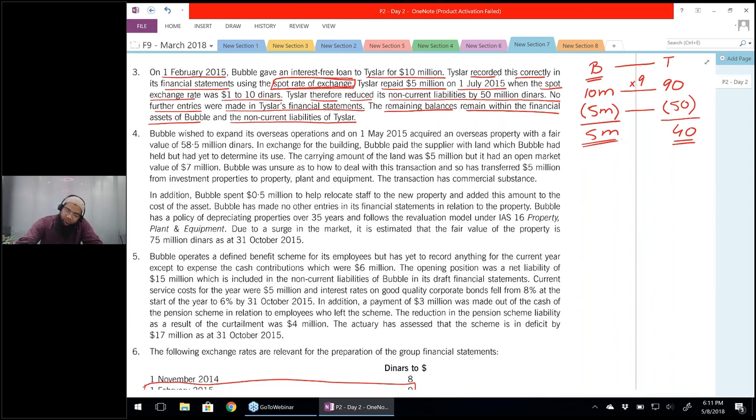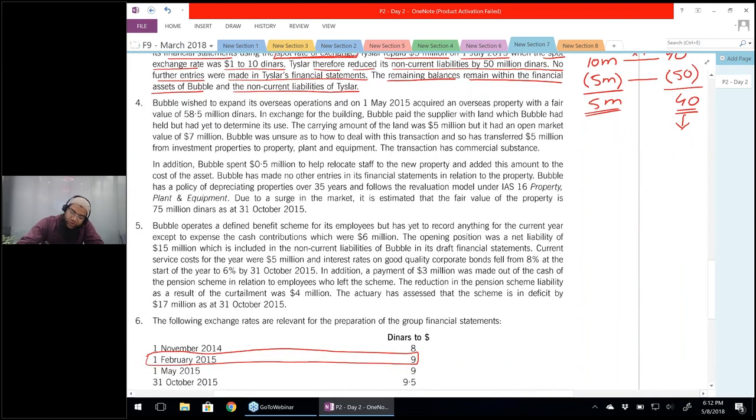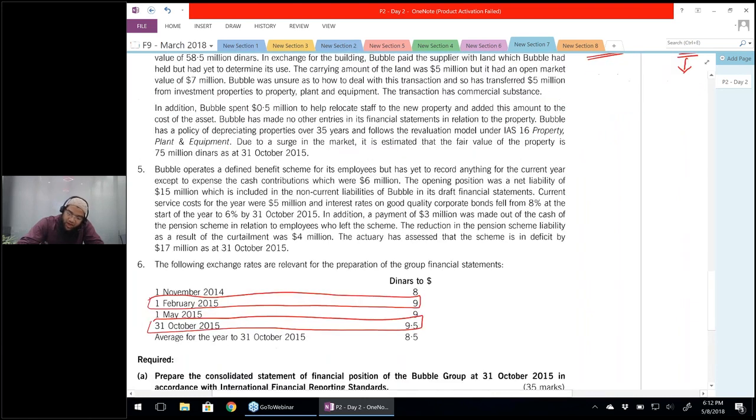Now the question is, has T recorded the loan correctly in its financial statements or is there some accounting error? Because the loan was given when the rate was 9, the repayment is done when the rate was 10, and now at the balance sheet date, the rate is 9.5. So logically, T should record the remaining loan of $5 million at the closing rate of 9.5.